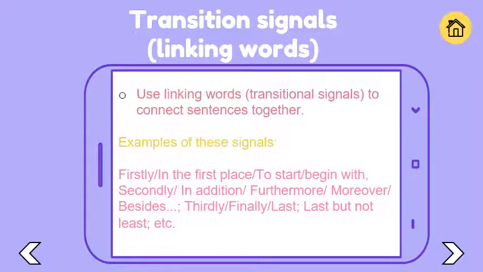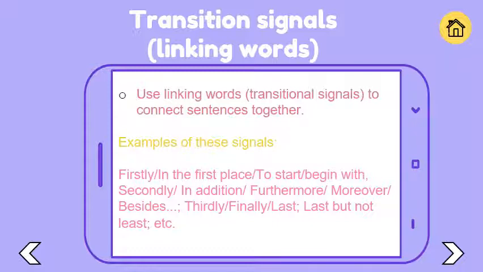Transition signals or linking words. If you remember that at the beginning I said that it's better to use linking words in expository or informational paragraphs to connect the sentences together in a good way and to help the reader figure out that the information is in a correct order. So use linking words or transitional signals to connect sentences together.